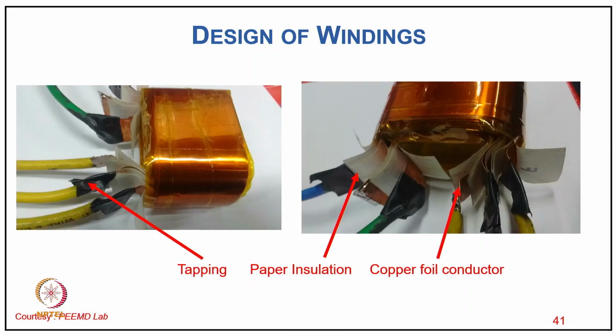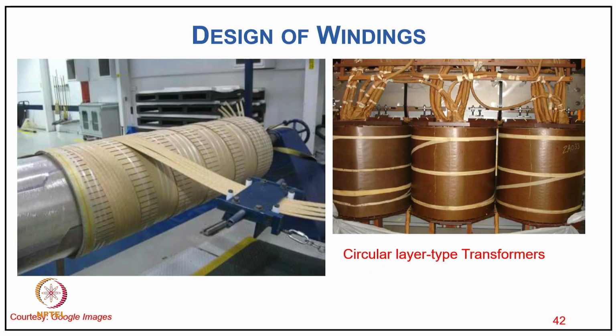Now you can see how the taping is put on the outgoing winding, how the paper insulation is provided for coming out of the winding, and how the copper foil conductors are placed there. Of course, we use the foil in some transformers for reducing the eddy current losses in the conductor. So this is typically how circular layer type windings are placed on the transformer, how it is wound, and how the finished transformer coils are shown here.